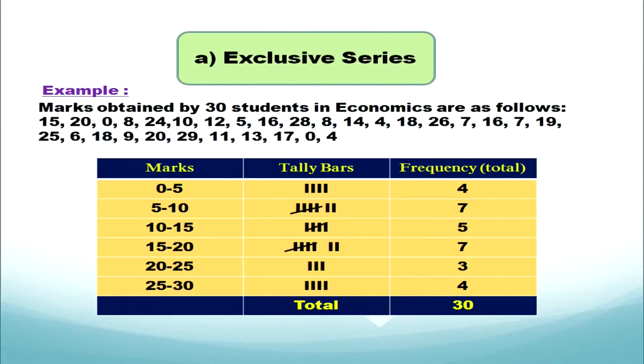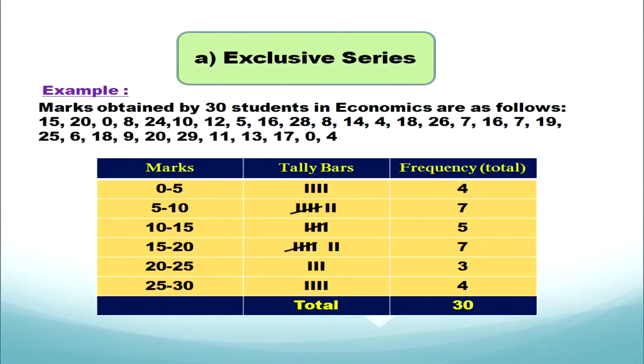Now, let us see with the help of an example. When we see this particular example, the question says marks obtained by 30 students in economics are as follows. If you are doing economics, that is why I have written over here also the word economics. So, we are talking about how many students have got marks? 30 students have got marks in economics. Now, the data is being given.